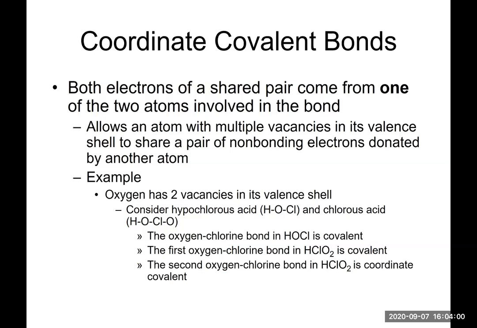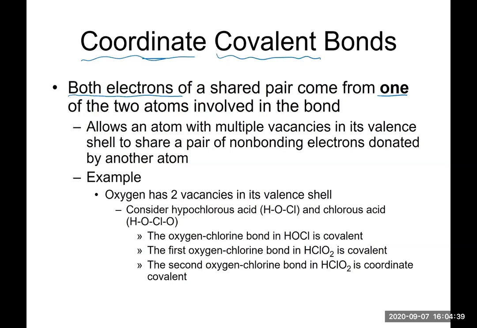Coordinate covalent bonds are the last thing we're going to talk about. With covalent bonds so far, we have seen the sharing of electrons where each atom donates an electron for sharing. But with a coordinate covalent bond, both electrons are donated from one of the 2 atoms. So each atom doesn't donate an electron. One atom donates both electrons. And this allows an atom with multiple vacancies in its valence shell to share a pair of non-bonding electrons that are donated by the same atom.